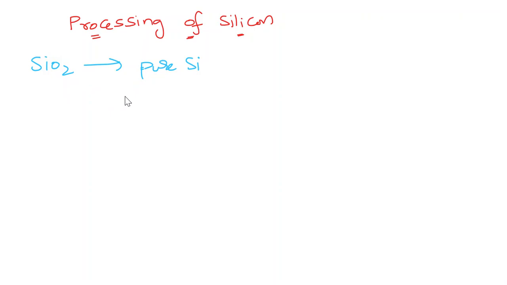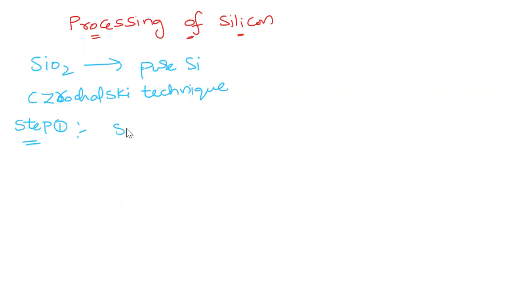To get this we have to go through a series of steps, and the technique is called the Czochralski technique. Here we have to perform some series of steps to get pure silicon. In step 1 we have the raw material SiO2, which is called quartzite.